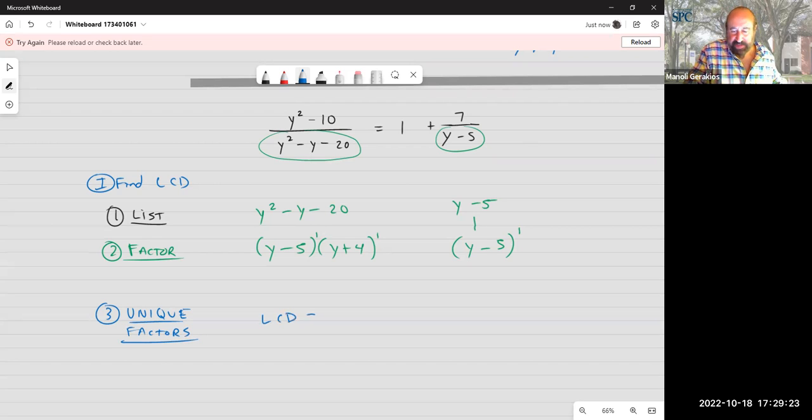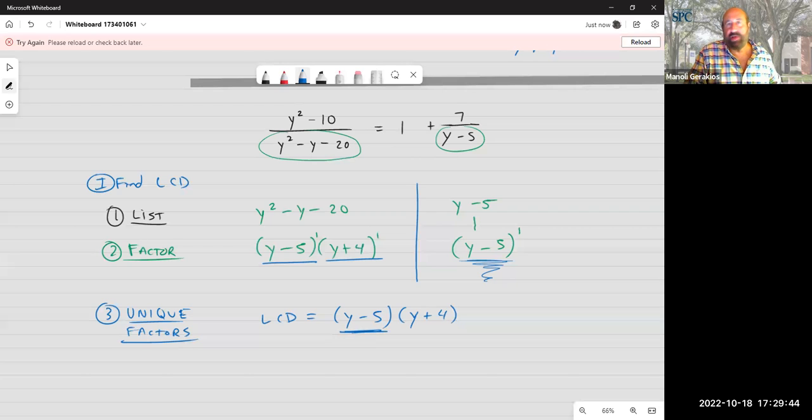The LCD contains, well, first thing we run into is a y minus 5, first of its kind. Y plus 4 is different. It's different from y minus 5. We have y plus 4. Hop over to the other denominator, and I see y minus 5 again. Those are already represented, so we don't put another one in. So one of everything different. And then the all important greatest exponents.